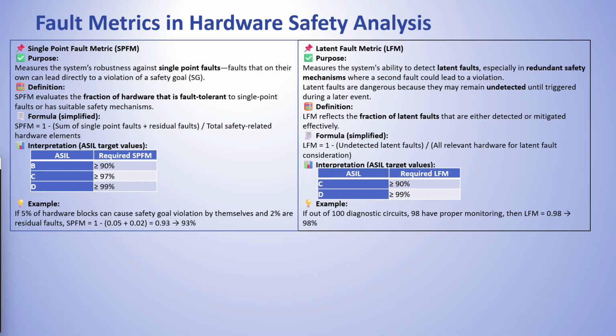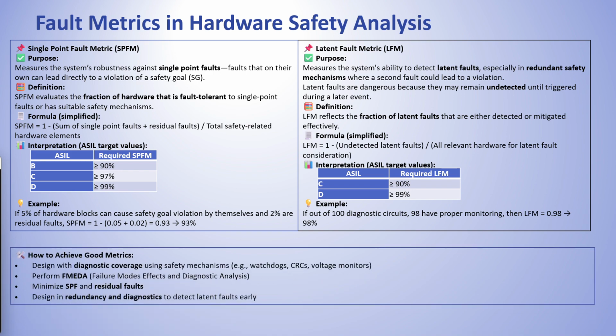So you want these percentages really, really high? How do engineers actually get there? Hitting 99% SPFM sounds tough. It is tough. It involves careful design choices, building in diagnostic coverage, using safety mechanisms, things like those watchdog timers we mentioned, using CRCs, cyclic redundancy checks, on data communication to spot corruption, voltage monitors, memory checks, things like that.